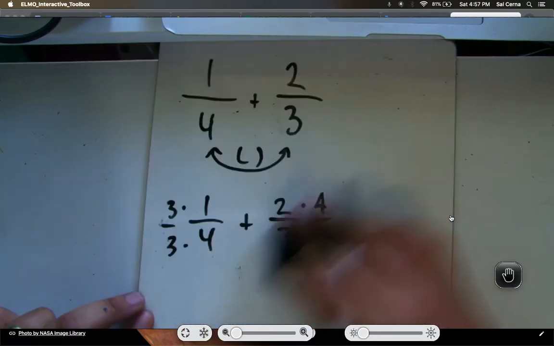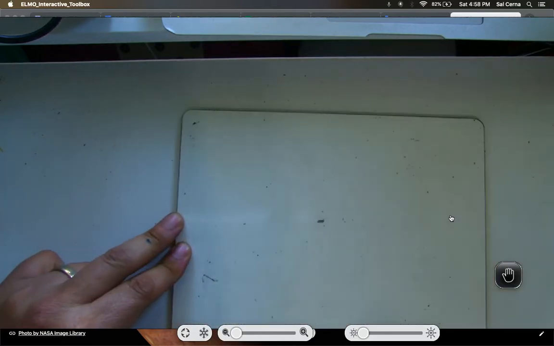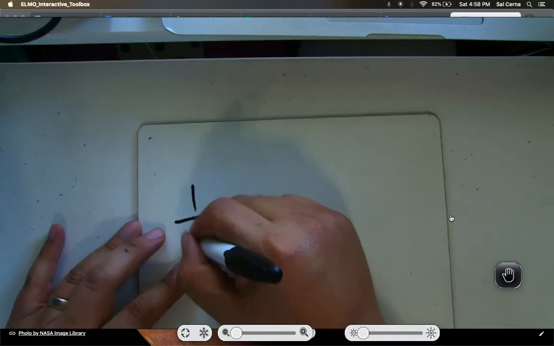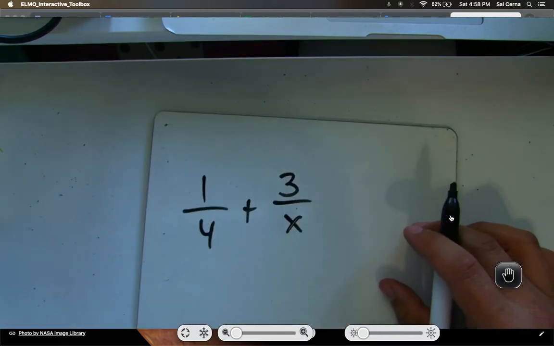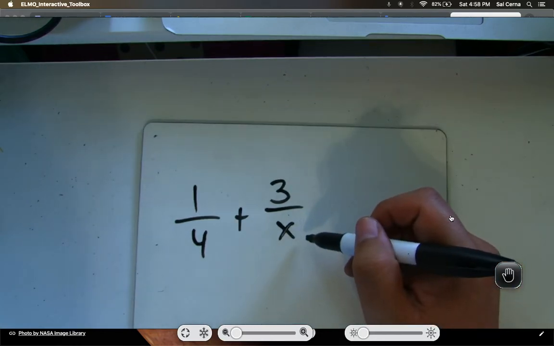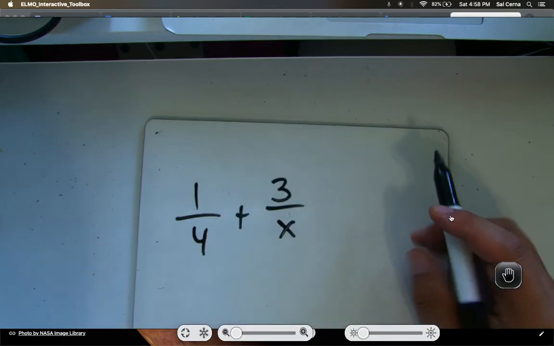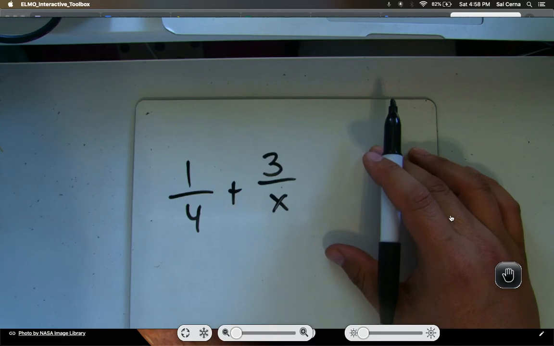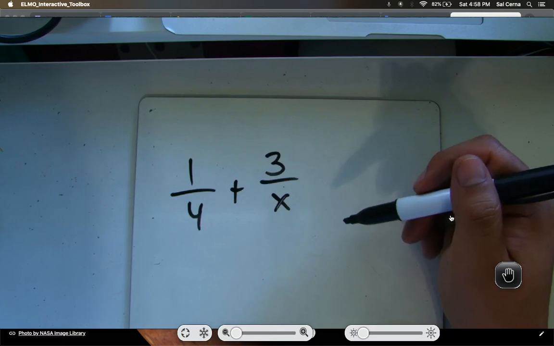Now, let's take the same problem. Let's say 1 over 4 plus 3 over x. Now we have a rational expression because my denominator here is x. Now I know x can't equal what number? 0, because then it makes this undefined. So I need to add these two rational expressions. They must have identical, or equal, denominators.